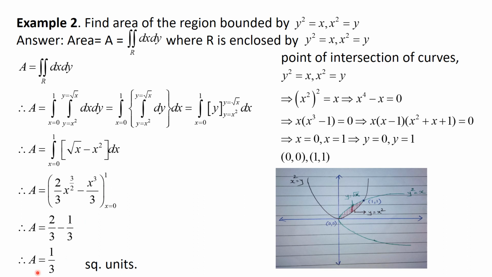Consider the simplification. The answer comes out as A is equal to 1 by 3 square units, which is the required area for the region given in terms of x and y, which is the intersection of two parabolas. This example we are considering in terms of Cartesian system.